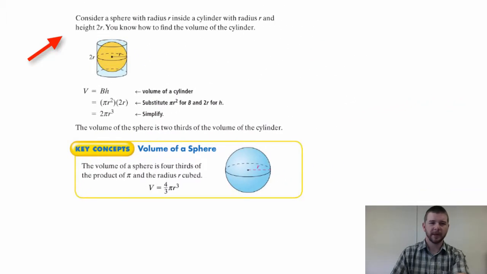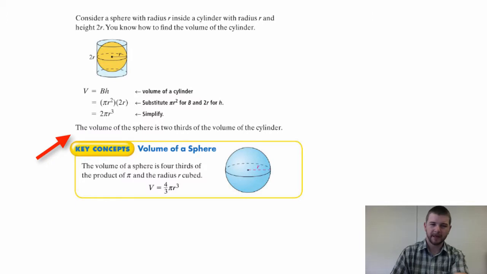Consider a sphere with radius r inside a cylinder with radius r and a height 2r. You know how to find the volume of the cylinder. Volume of the cylinder equals capital B, the area of the base of the cylinder, times lowercase h, the height of the cylinder. In this case, pi r squared times 2r, which can be simplified to 2 pi times the radius cubed.